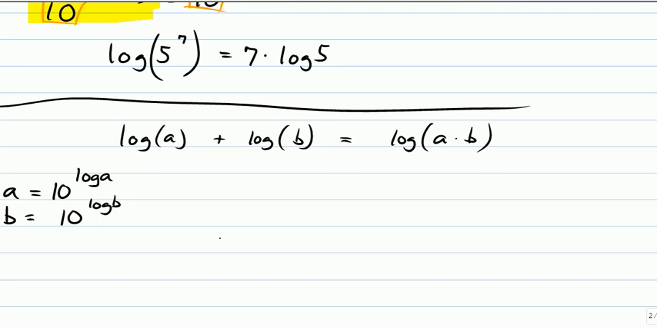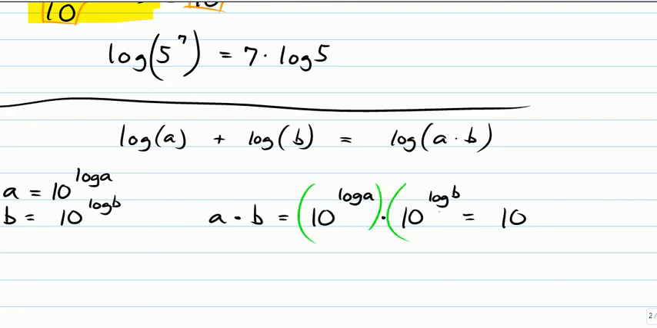Well, then what is a times b? Well, a times b is 10 to the log a times 10 to the log b. Cool. Which also can be rewritten, if we know some properties of exponents, same base here and we're multiplying, then we want to add those two exponents. So that's 10 to the log a plus log b.